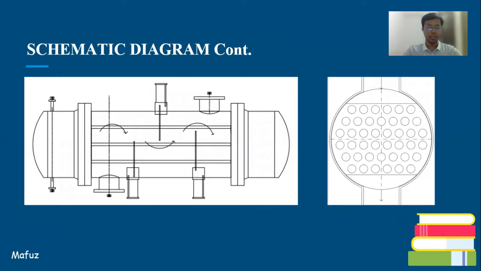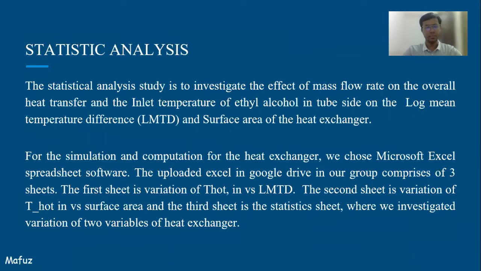So here you can see the AutoCAD design, the symmetric diagram, 2D design. Now the statistical analysis. In the statistical analysis, the study investigated the effect of mass flow rate on the overall heat transfer, and the inlet of ethyl alcohol in the tube side on the log mean temperature difference and the surface area of the heat exchanger.